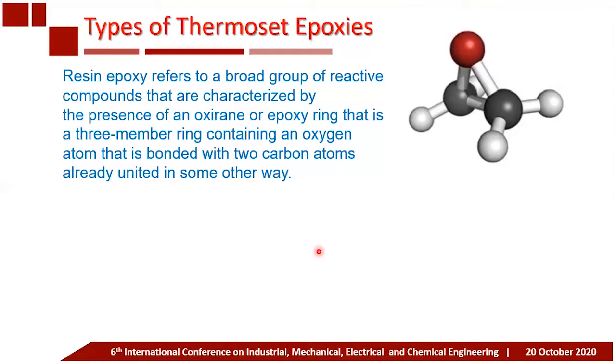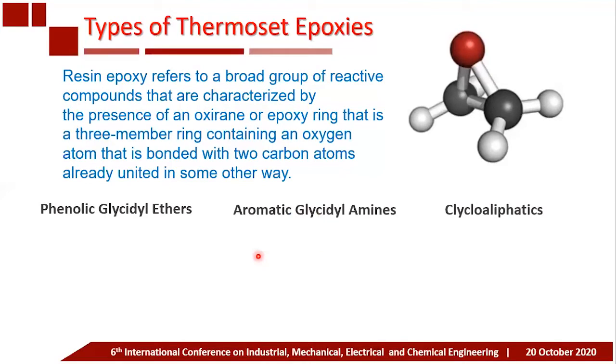The types of epoxy are roughly classified into three common epoxy types: phenolic glycidyl ether, aromatic glycidyl amines, and cycloaliphatic epoxy resins. Well, an example of the phenolic glycidyl ether is the diglycidyl ether of bisphenol A. They are formed by the condensation reaction between epichlorohydrin and the phenol group.